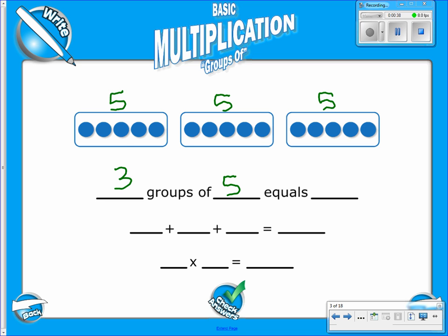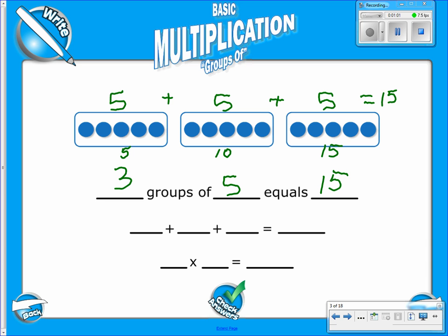So that equals 5 plus 5 more is 10, plus 5 more, and 10 plus 5 is 15 circles. So 3 groups of 5 equals 15. We also can write a repeated addition sentence. I have 5 plus 5 more plus 5 more equals 15.